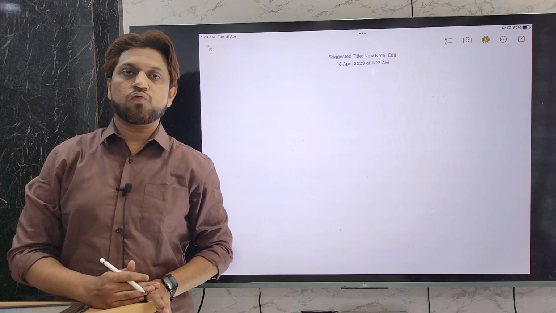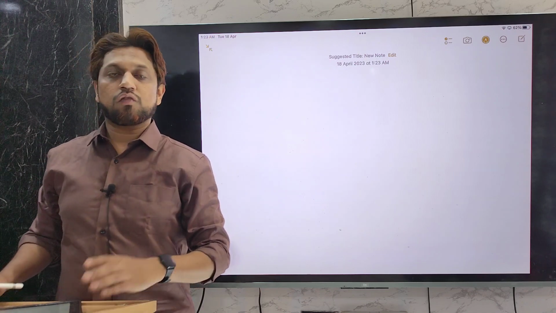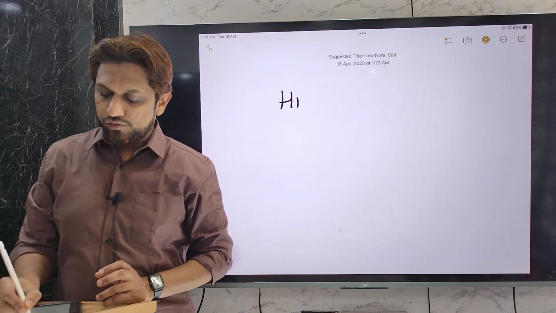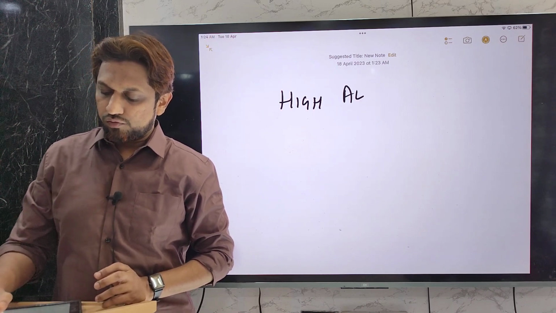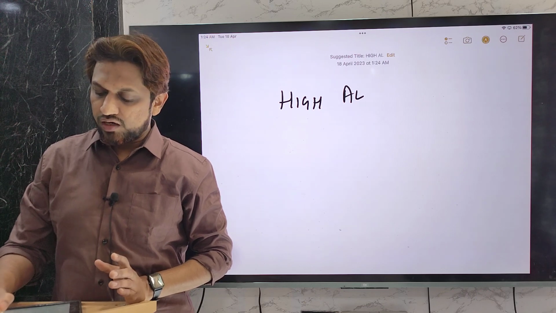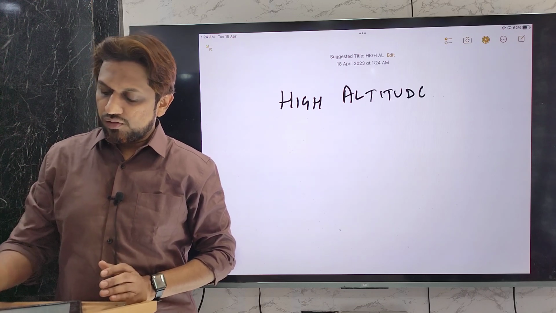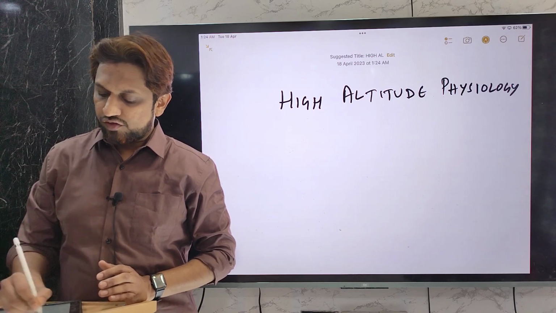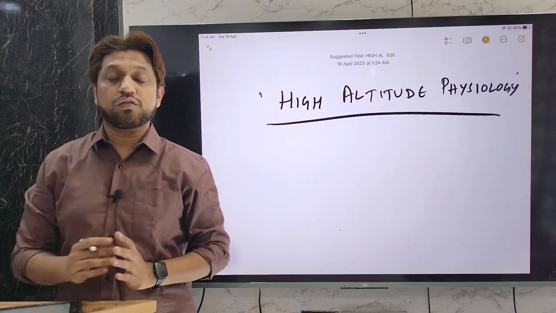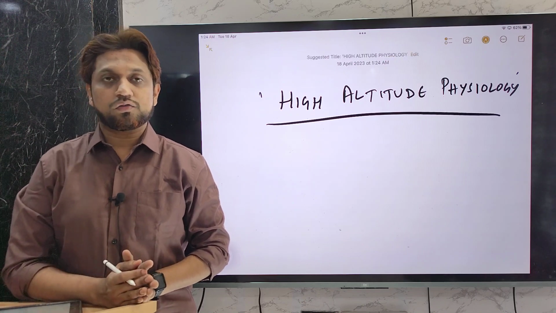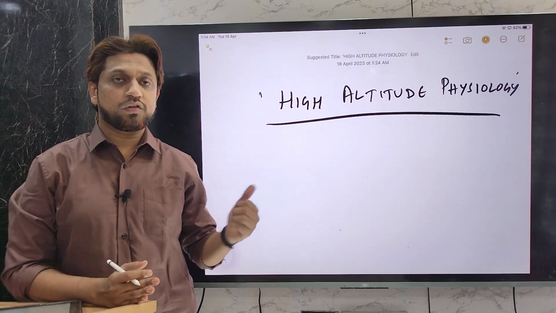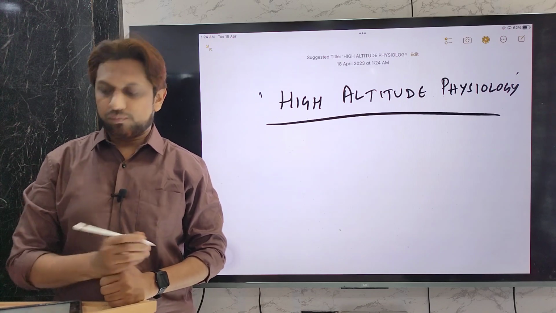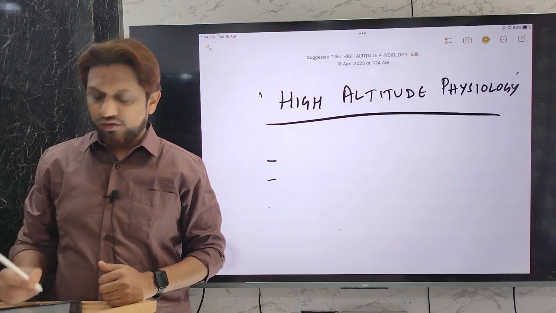In today's lecture, we are going to discuss one of the applied aspects in respiratory physiology, high altitude physiology. We are going to discuss this in detail. From the exam point of view, for first MBBS students appearing for the physiology exams, several questions related to this topic will be asked in the final theory exams. So we'll focus on those topics only.